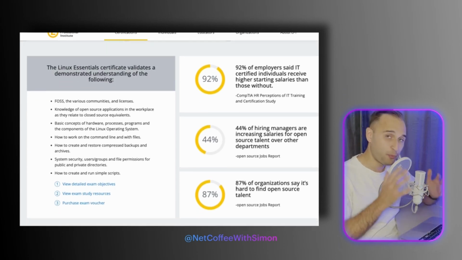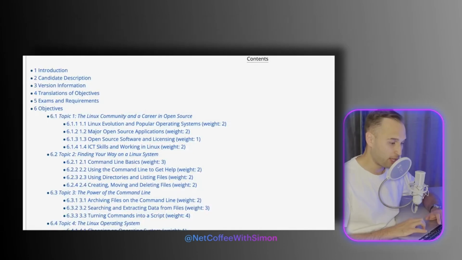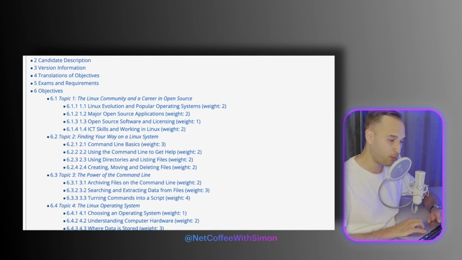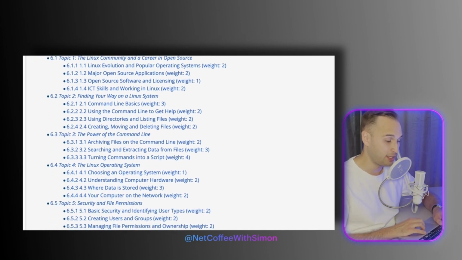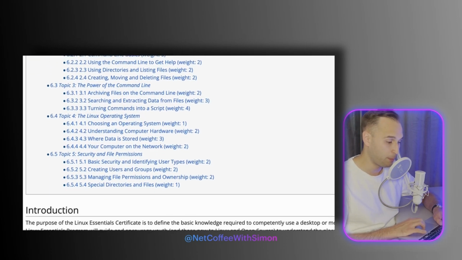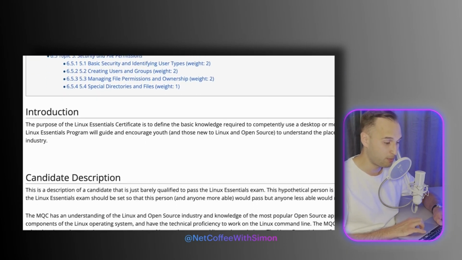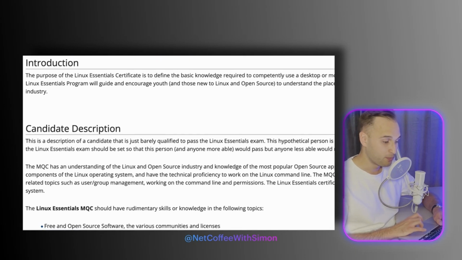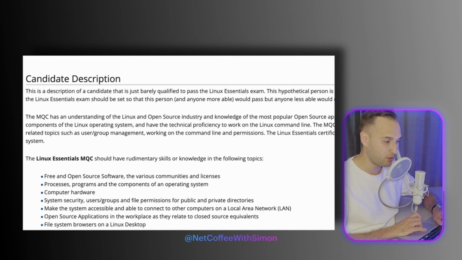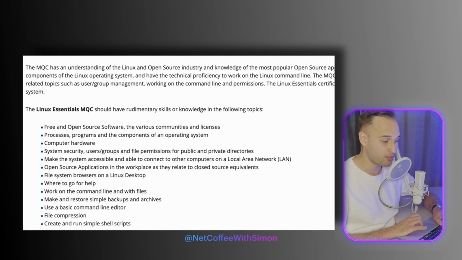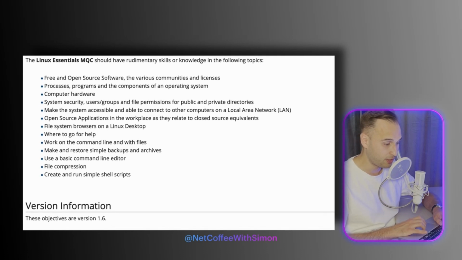When we look at the exam objectives, we can see really the basics of the specific OS. So we have the evolution of the operating system. We have finding your way on the system, meaning basically commands like cd, ls, pwd, the command line, archiving files with tar, for example, searching with grep. These are really the basics that every engineer, I think, must know if you work with this specific OS.